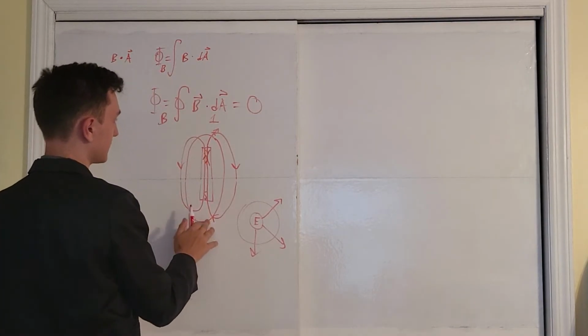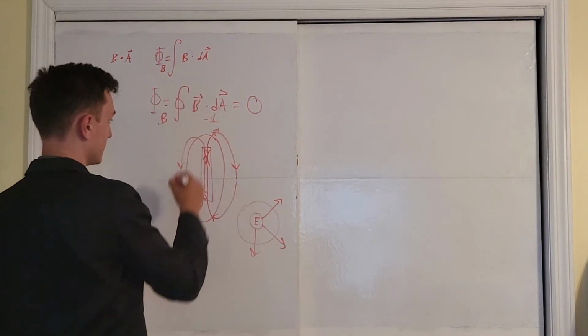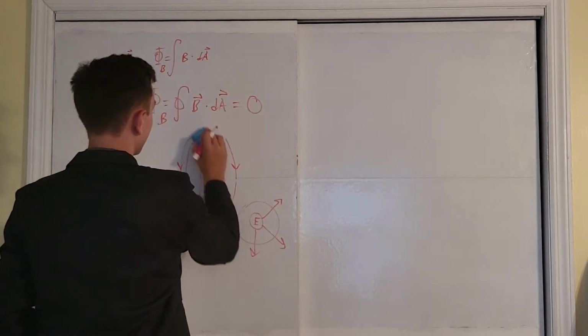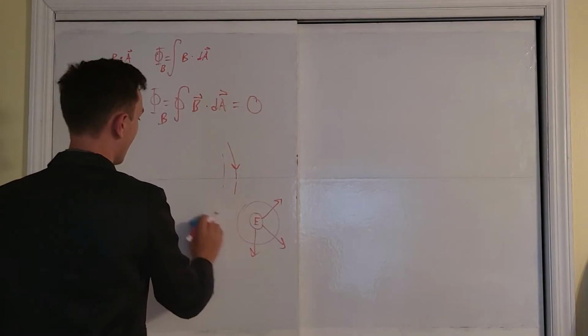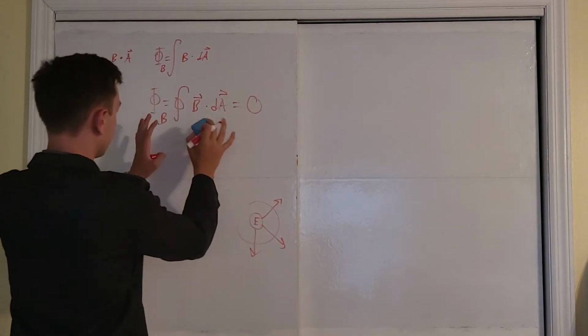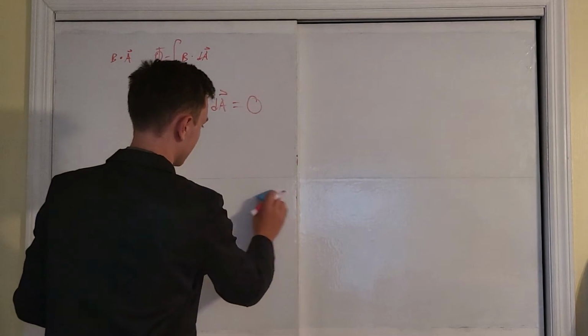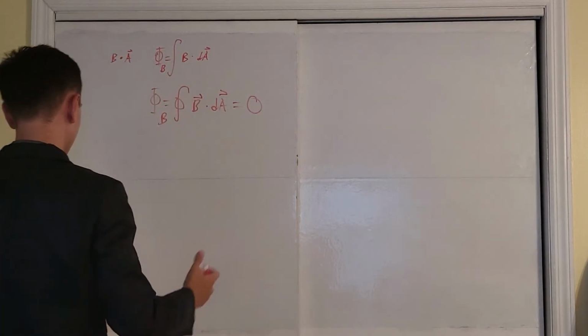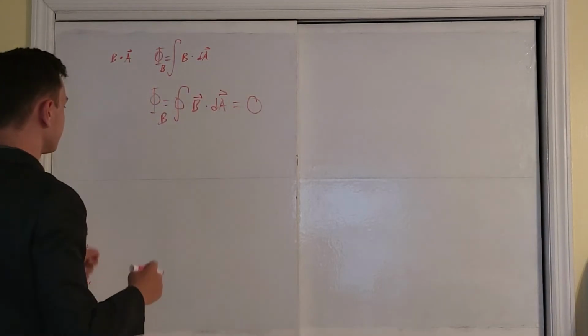So in this case, the dot product would evaluate to -1, and the two would cancel out. Okay? So that's a little geometric and mathematical proof of why Gauss's law for magnetic fields is always zero. Therefore, you'll never need to deal with this on your FRQs. It's just something you need to be aware of, okay?